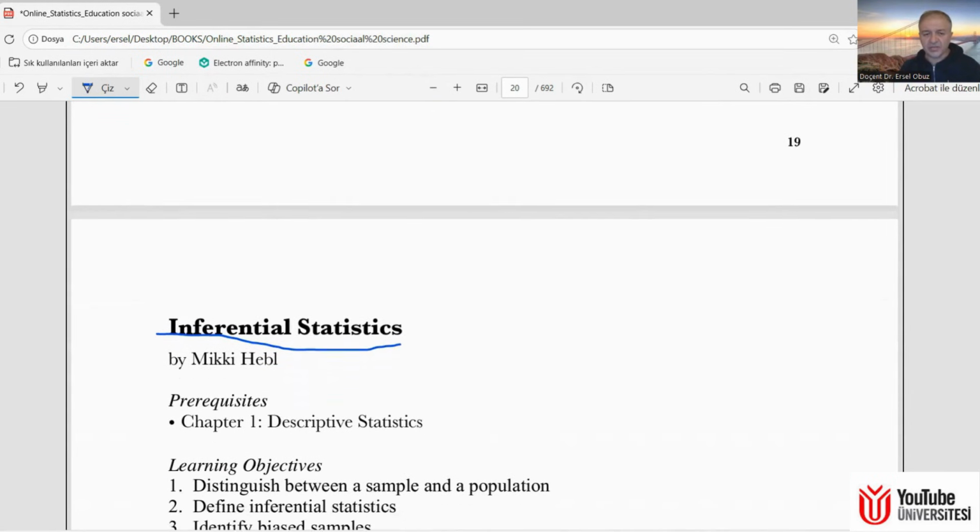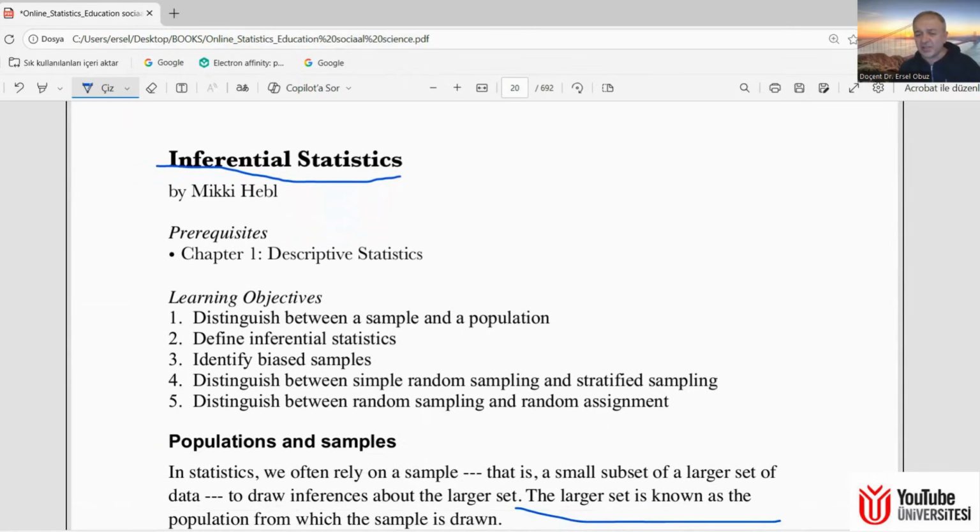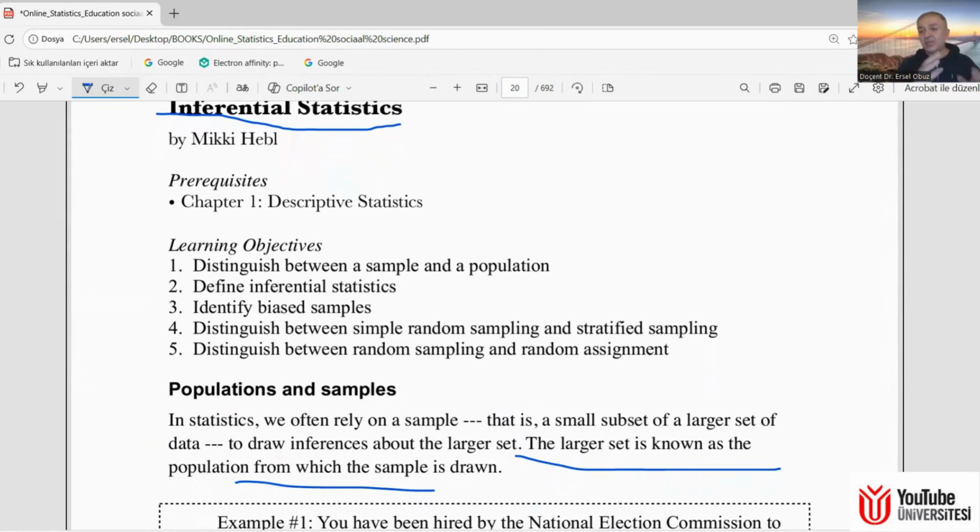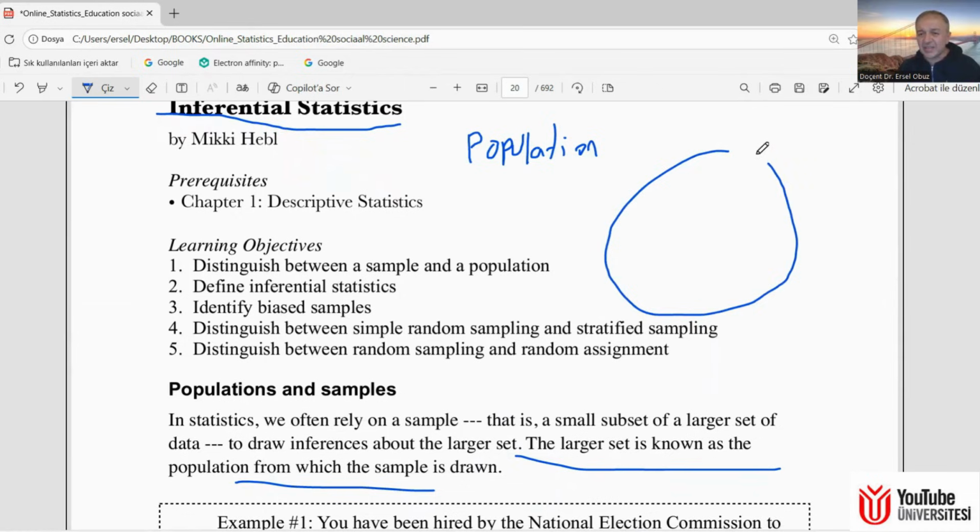So let's talk about inferential statistics a little bit. When we talk about inferential statistics, we need to cover two important concepts. The first one is the population. Population is all the units we are interested in. So that's the population, the larger one. When you take a small subset, it is a sample.